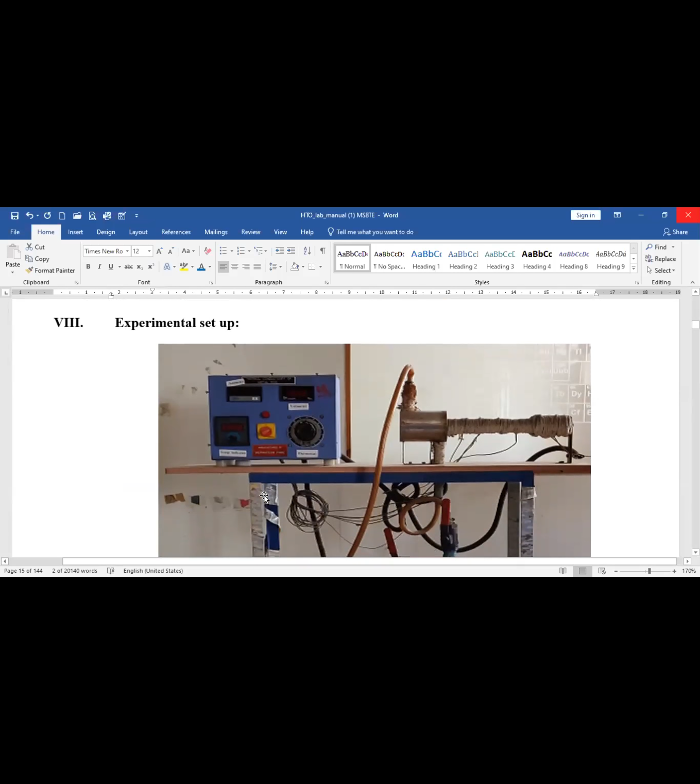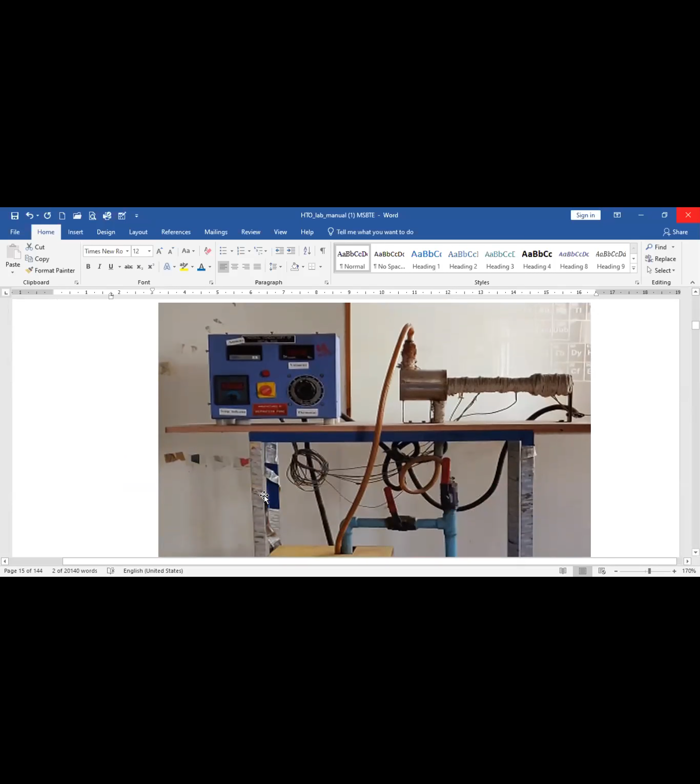Then this may be an experimental setup where you can have the idea regarding this control panel, that is the dimmerstat, for increasing or decreasing the voltage, and simultaneously the current is also going to change. Then for the heater, the knob is there, so we can operate this knob and the heater can be on or off.